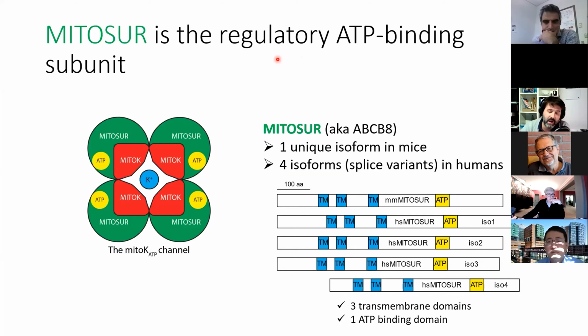Even in this case, you have a unique isoform in mice, while 4 different isoforms, again splice variants, are present in humans. Thus meaning that most likely the MITOK ATP activity must be more complex and more tightly regulated in humans compared to other organism models. In any case, despite all these variants, they share the overall organization: they contain the same transmembrane domain and the same ATP binding domain.